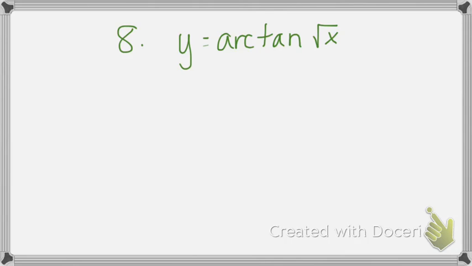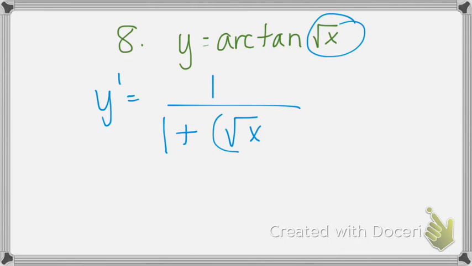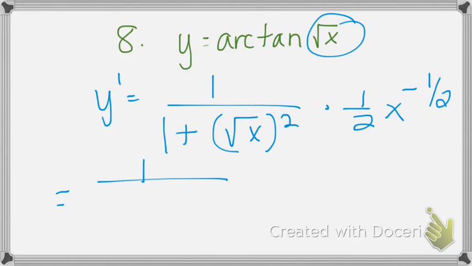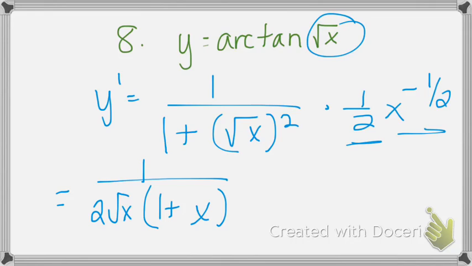Alright, arctangent. So the derivative is 1 over 1 plus that squared. And then you multiply it by the derivative of square root of x, which is 1/2 x to the negative 1/2. This one, simplified, would be 1 over 2 square root of x times 1 plus x, because square root of x times square root of x is x. And that's on the bottom, and then that comes to the bottom because of the negative power.